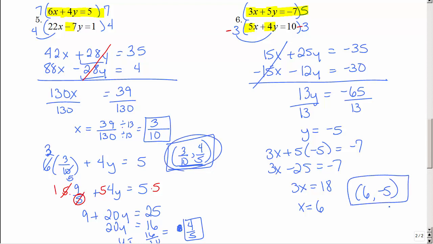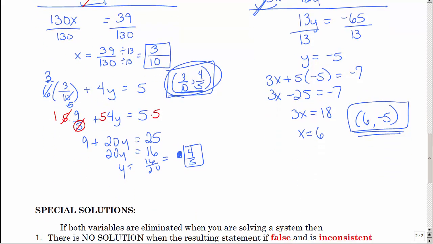Sometimes they're ugly, sometimes they're pretty, but the idea is to, if you need to, multiply by the appropriate numbers to get opposites, so when we add, they're eliminated.